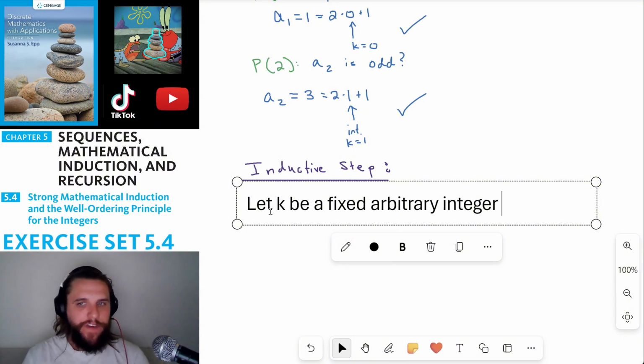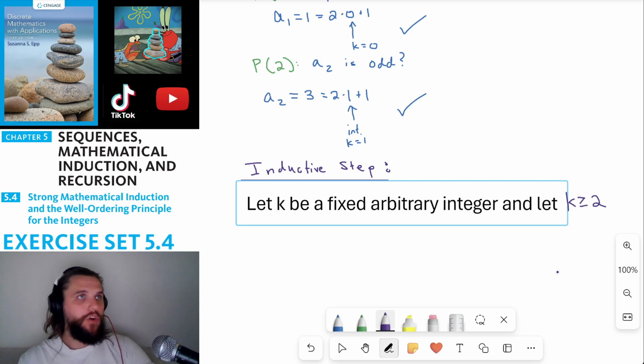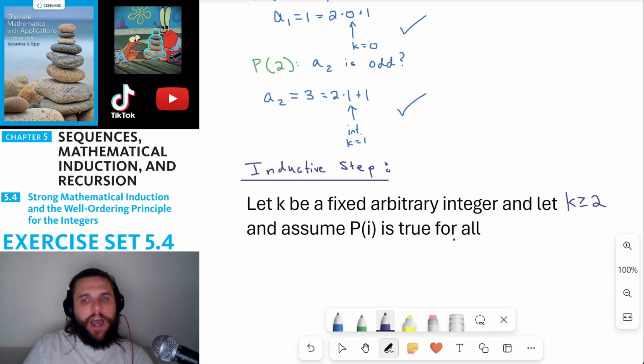So let k be a fixed arbitrary integer, and now this is the part where strong mathematical induction gets a little weird. We're going to let k be greater than or equal to 2. Normally, we let k be greater than or equal to 1, which is usually the base case. But in this case, there are two base cases. We're going to let k be greater than or equal to the very last base case, and we're going to assume that P of i is true for all 1 less than or equal to i less than or equal to k.